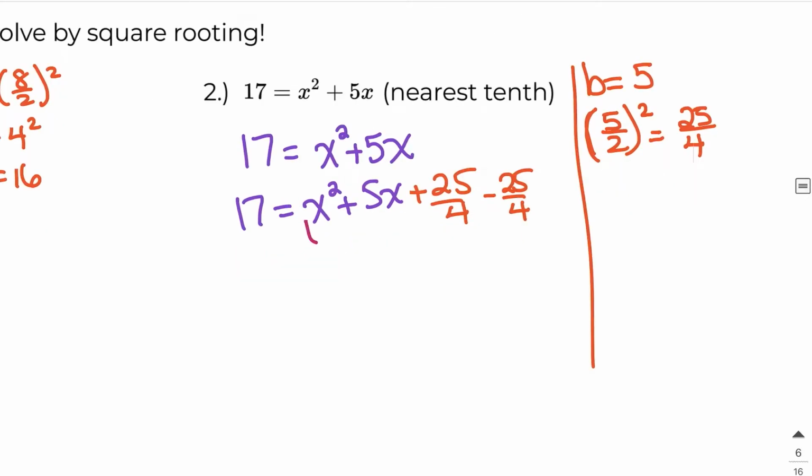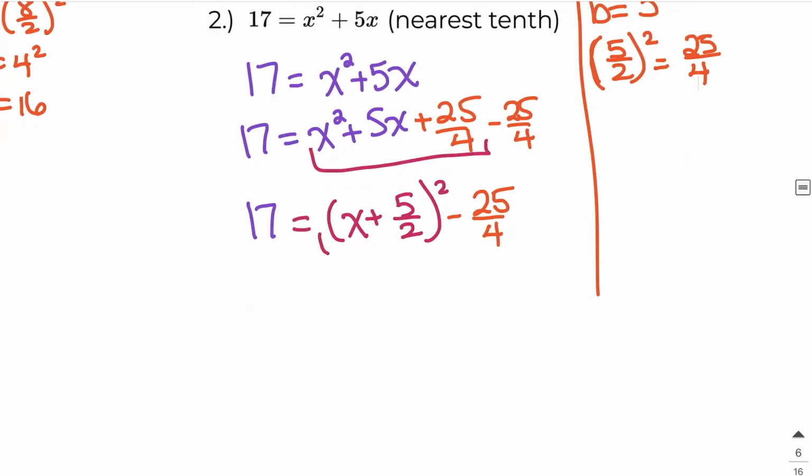And this right here is my perfect square trinomial. So I can factor this as x plus 5 over 2 squared. Okay, I'm going to copy everything else down. And now I want to isolate this perfect square. So I'm going to do that by getting rid of this minus 25 over 4.